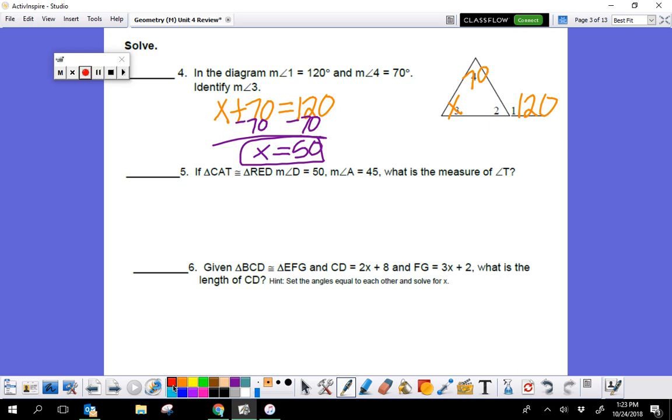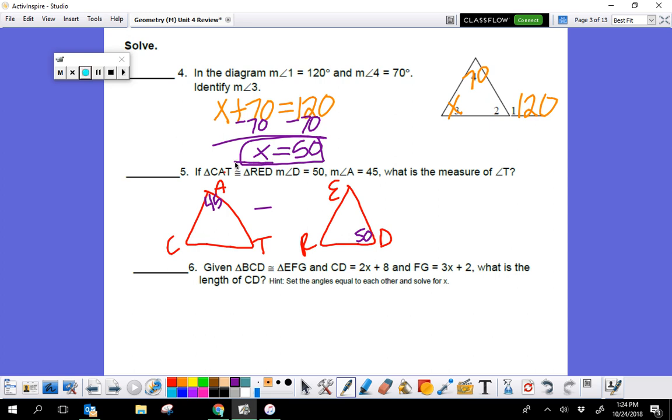Okay, number 5. If triangle CAT is congruent to triangle RED, the measure of D is 50. The measure of A is 45. What is the measure of T? Okay, so what I'm going to do first, I'm going to go ahead and draw these two triangles. So I've got triangle CAT. I'm going to draw this one with these letters in the same order with where I started the CAT. So I'm going to do RED. Okay, and they're telling me that the measure of D is 50, and the measure of A is 45.